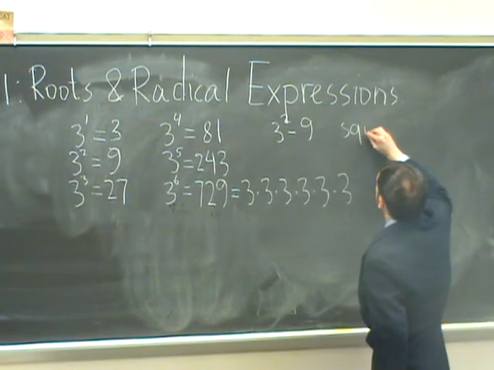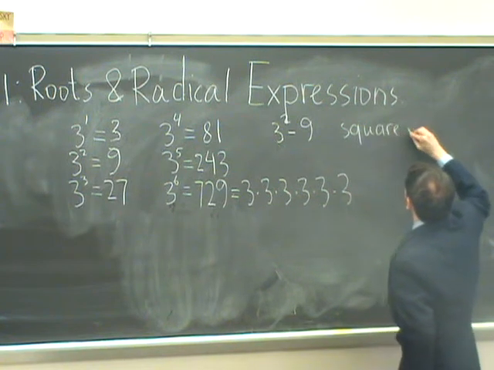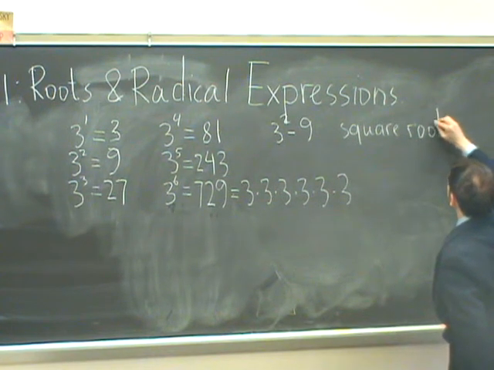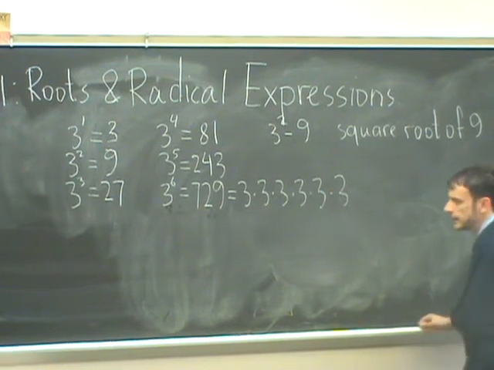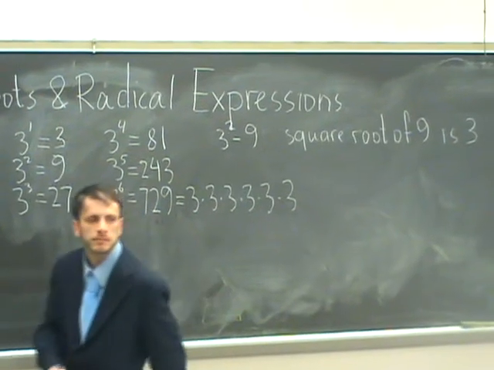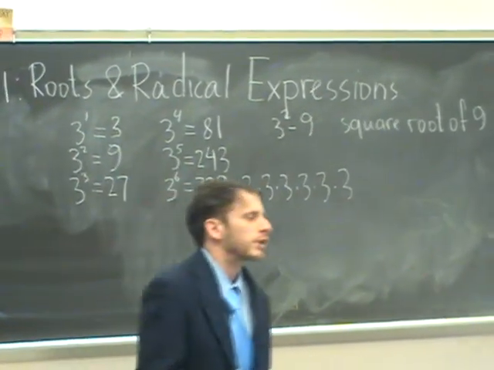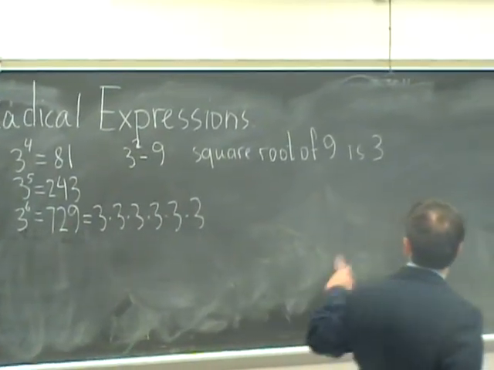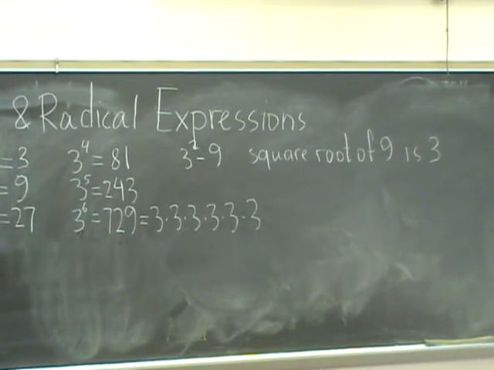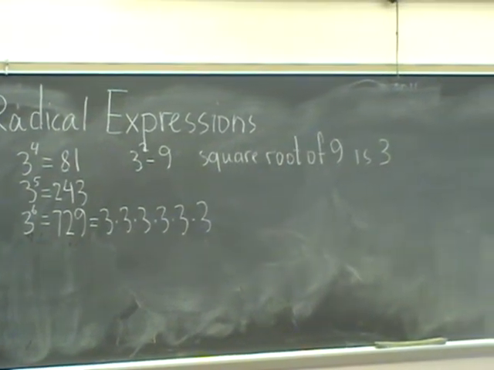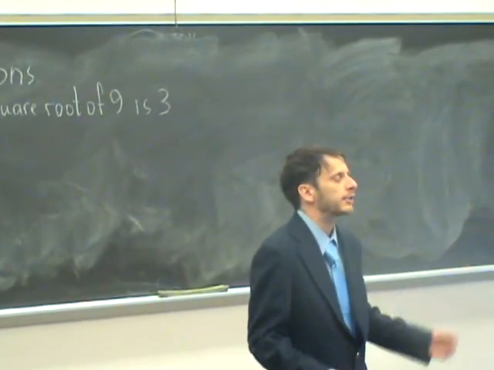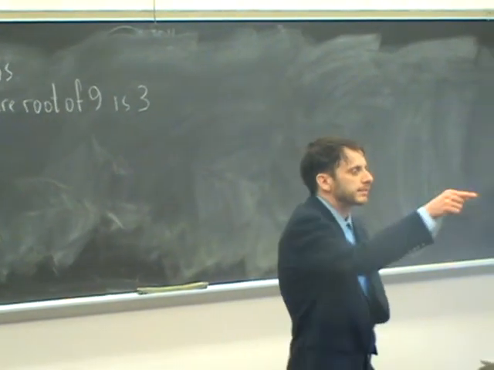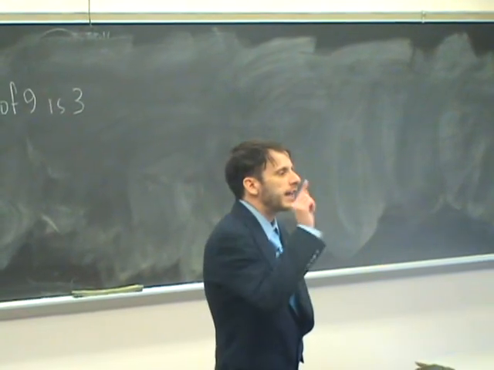Square root of 9 is 3. Now, we use a square root for the square root of a number. Again, 3 squared is 9, therefore the square root of 9 is 3. Can somebody venture a guess? What are we going to call the roots that correspond to powers that are higher than 2? Yes? Radical. Okay, radical is a root.